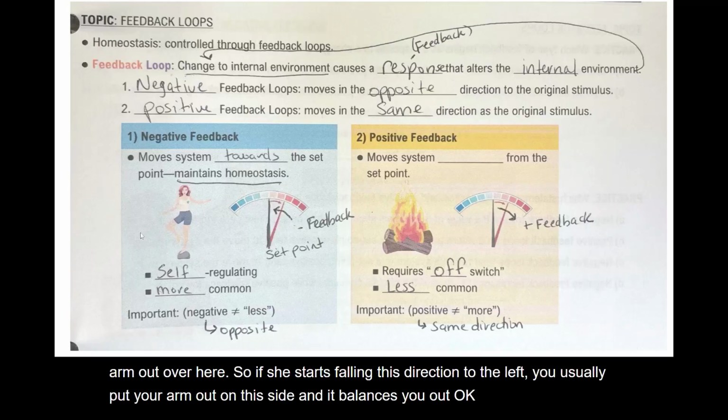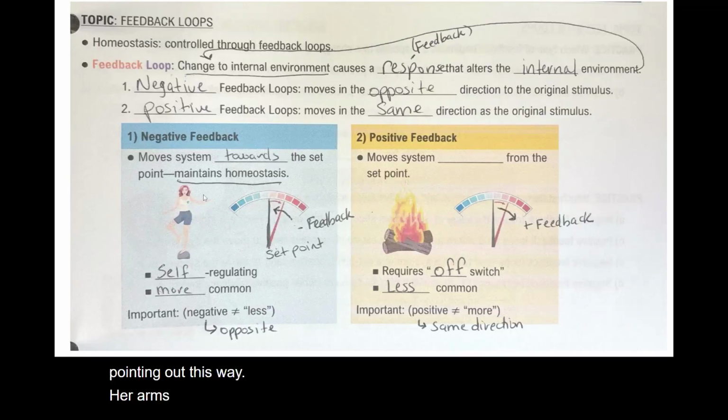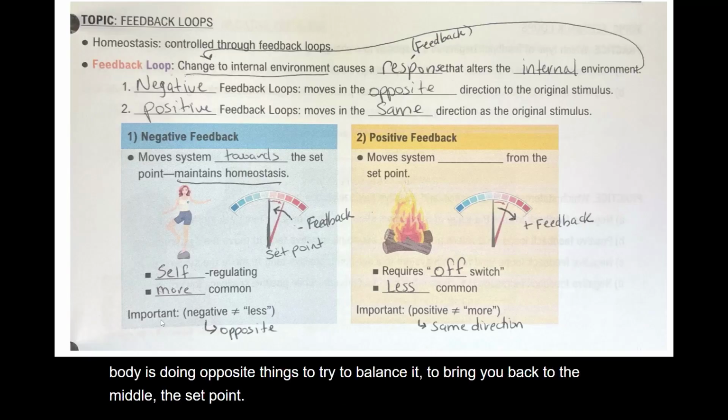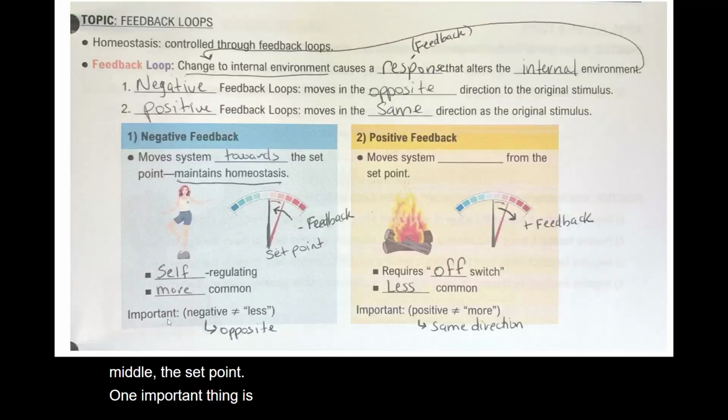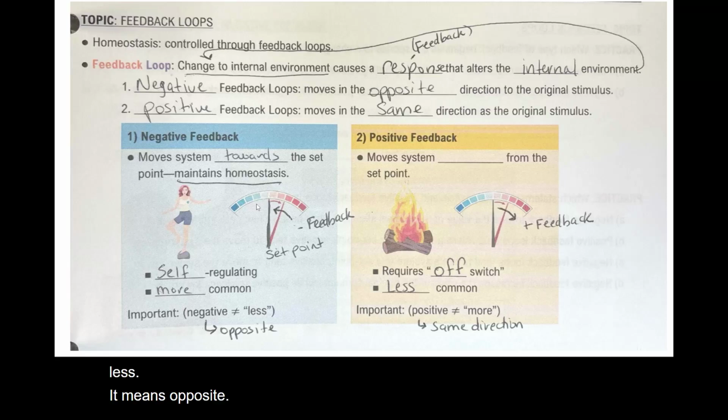If this leg starts pointing out this way, her arms are going to go out to try to balance her out. And that's your body doing opposite things to try to bring you back to the middle, the set point. One important thing is that in negative feedback, negative does not mean less. It means opposite. Okay, so if it's shifting to the right, the negative feedback will shift it back to the left.